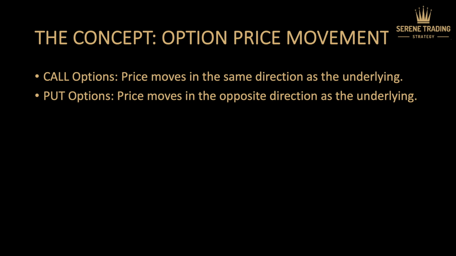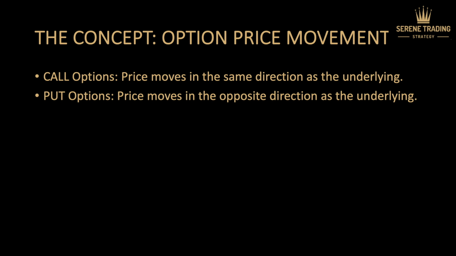So we have two types of options. As you know, there are call options and put options. When we look at the stock price, if the stock price goes up, the call option increases in value. If the price of the stock falls down, the call option decreases in value. In the same way, the put option does the opposite to what the stock price does. If the stock price goes up, the put option loses value, and if the stock price goes down, the put option gains value.